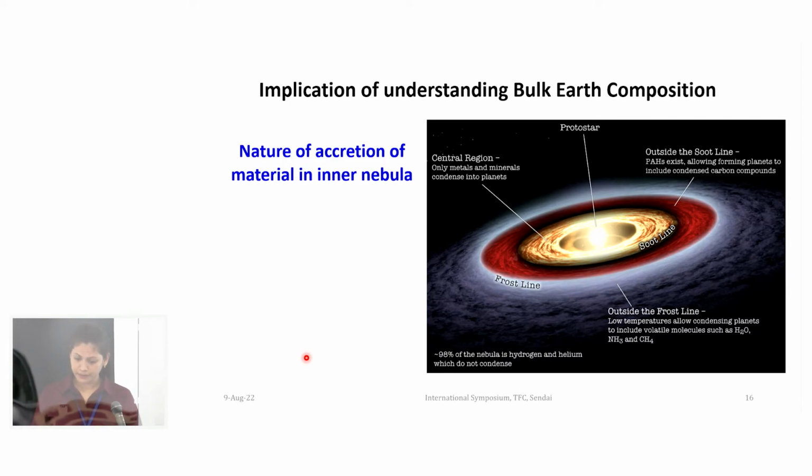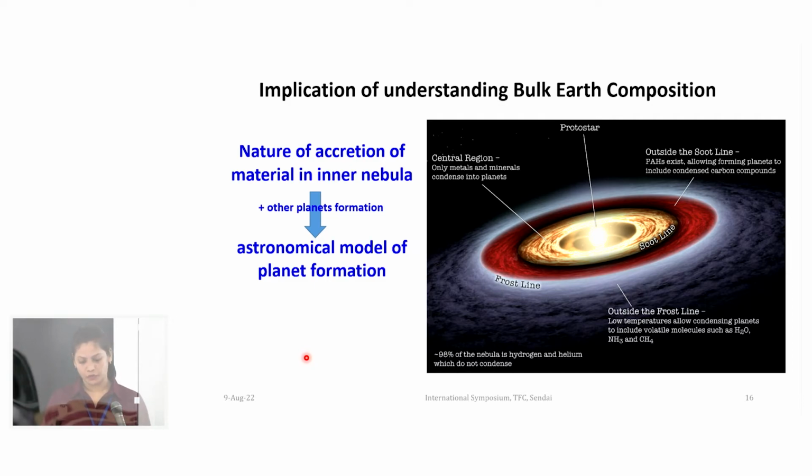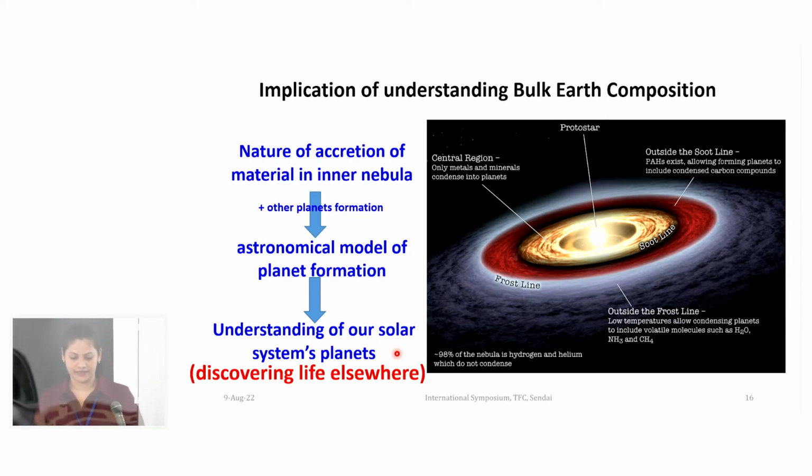So why is it important to understand the bulk Earth composition? It is important because we want to know the nature of accretion of material in the nebula, and then when we also add information for other planets, then we can have a better model for planet formation. Further, we can also understand the solar system planets, and then go to the big questions like discovering life elsewhere, which was also talked about in the last talk by John about how Earth and life are correlated. So that's why we are really emphasizing understanding the bulk Earth composition.